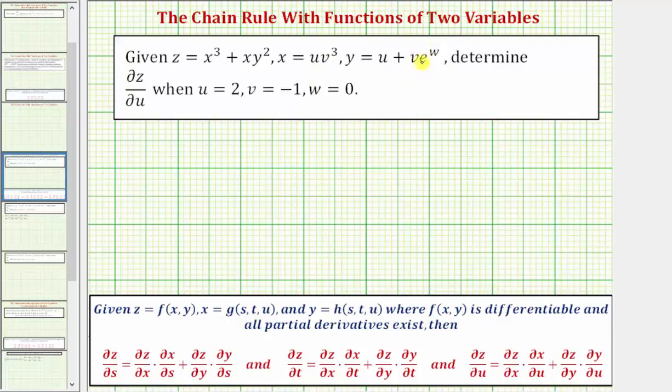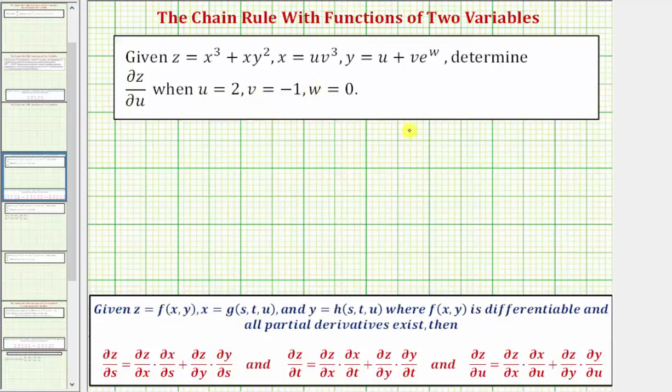And therefore, to find this partial derivative, we'll have to apply the chain rule, which is given here below, where if the given function z is a function of two variables, which are functions of three independent variables, we would use the chain rule to find the partial derivatives given here below. But notice in our notes, the independent variables are s, t, and u, and in our problem, the independent variables are u, v, and w.